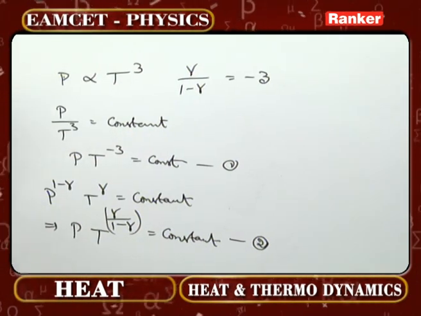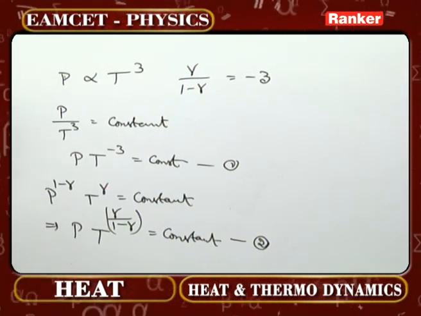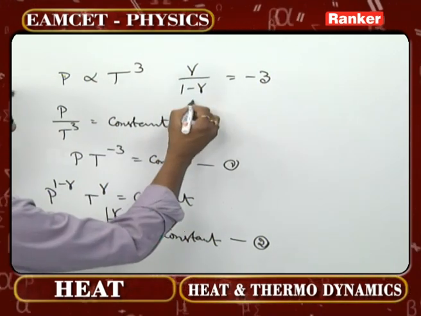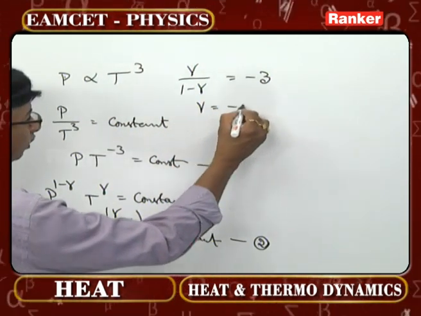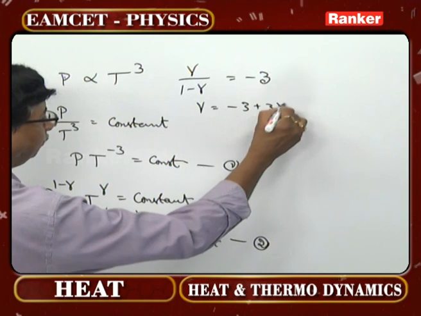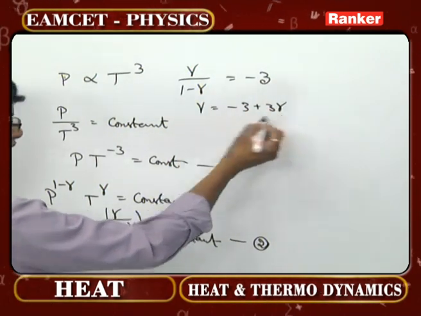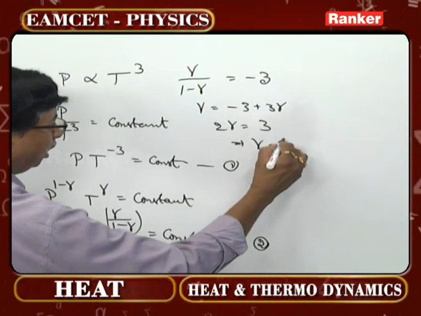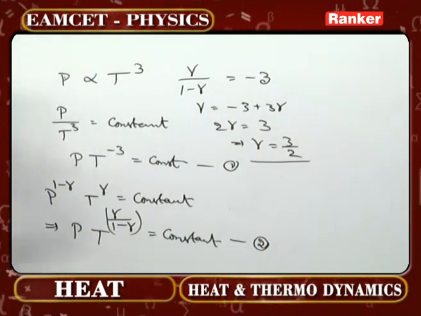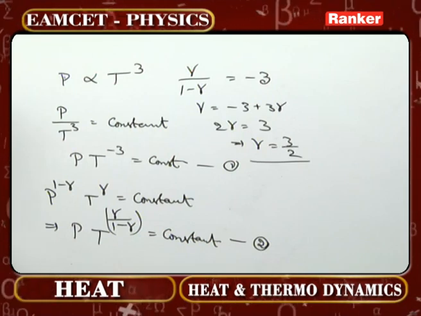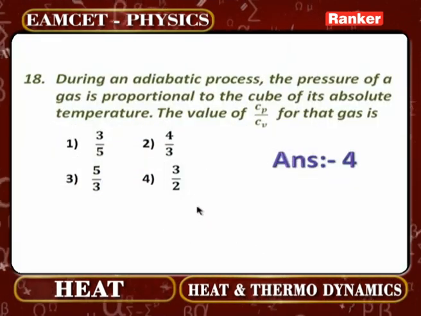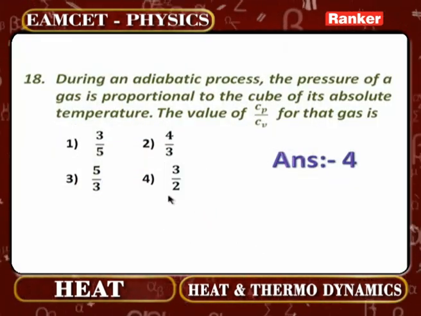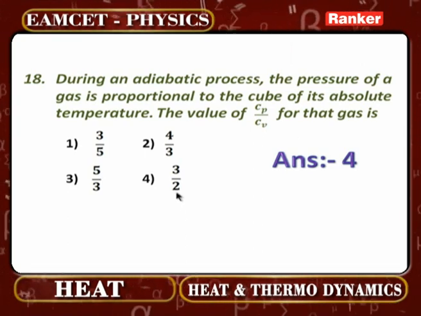What is the value of gamma? Of course, that is the question. So you can take gamma is equal to minus 3 plus 3 gamma. So this gamma going there, 2 gamma is equal to 3. Then gamma automatically will be 3 by 2. So what is going to be the correct option for this question? Question number 18, the correct option is the fourth option, that is 3 by 2.